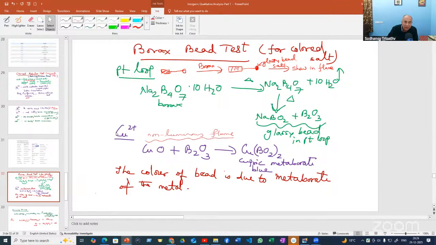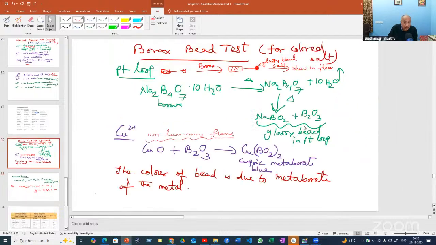Ultimately, when you heat, it may be sulfate, maybe carbonate, whatever, but it will become oxide and react with boric anhydride to form the corresponding metaborate. Sodium metaborate is already there and doesn't react, but B2O3 reacts with the oxide of the metal to form the corresponding metaborate. So the color which develops on the bead is due to the metaborate of the metal ion. Remember, metaborate, not orthoborate. And you have a table.